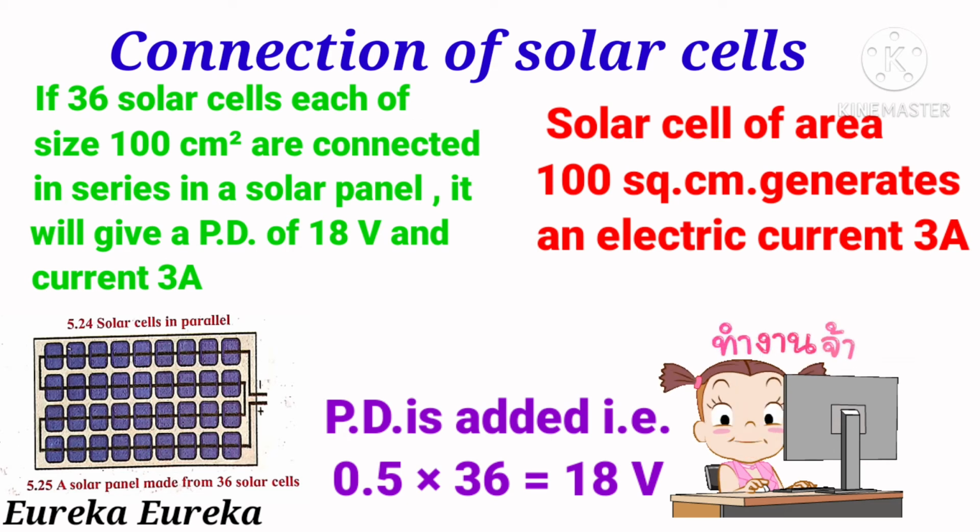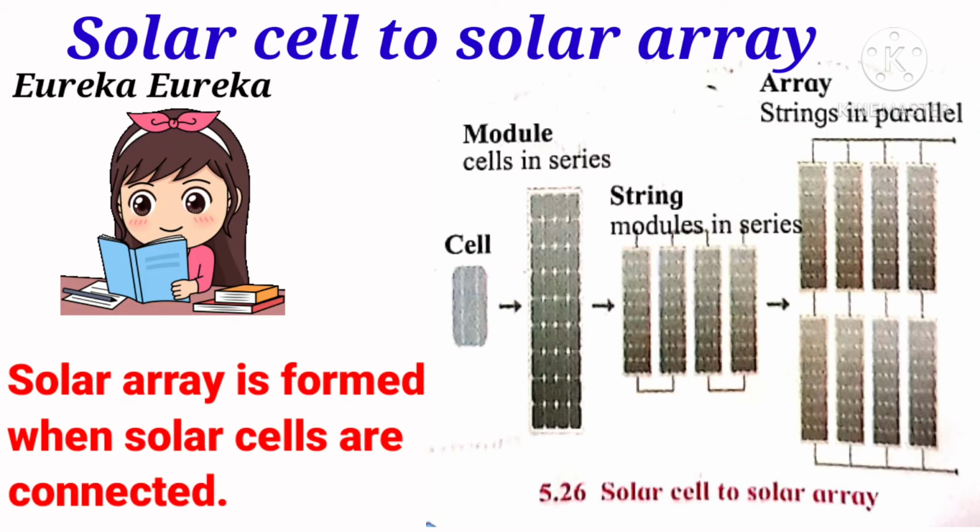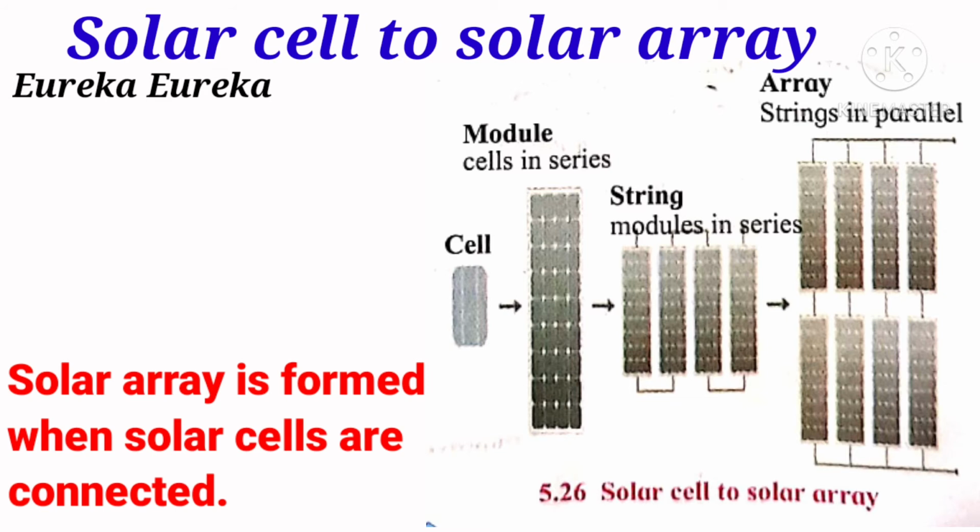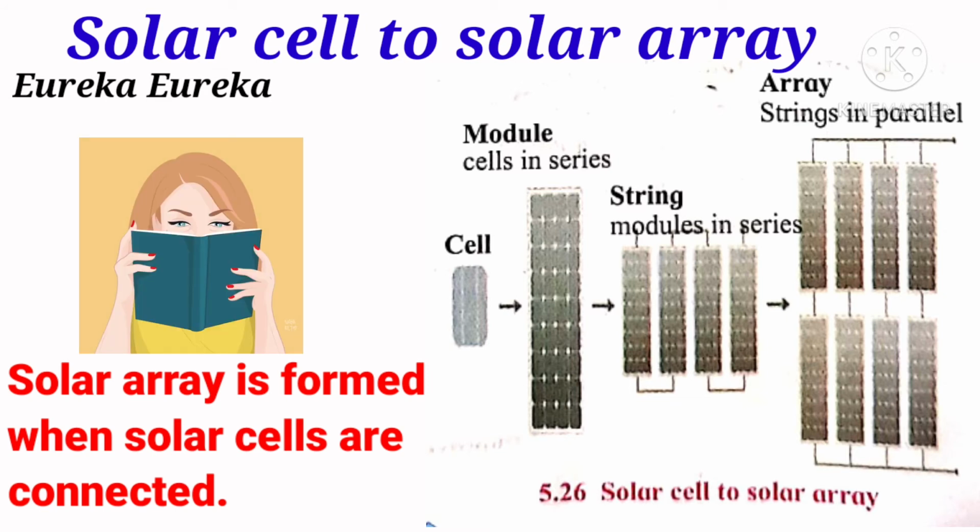As the area of each solar cell is 100 square centimeter, the solar cell generates an electric current of 3 ampere. Solar array is formed when solar cells are connected. Figure 5.26 shows how the solar cells are connected. Solar cells are connected to form a solar panel. These solar panels form solar strings and then a solar array.